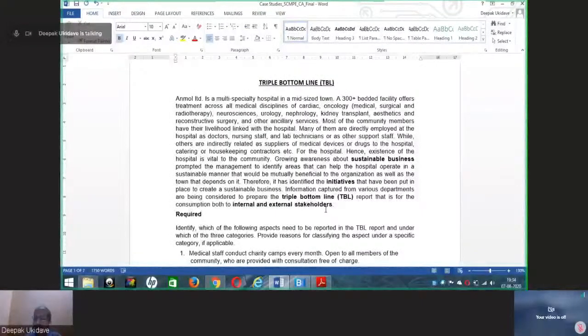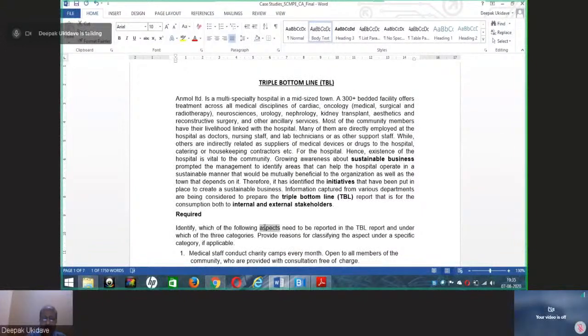We have read the case and we have been able to highlight the keywords in this case. So now based on this, you are required to identify the aspects which need to be reported in the TBL report, and under which of the three categories? What aspects you need to report? Two things are asked, not only the category of people, but the aspects which you need to report. So again, I will highlight these two words because this is what is required.